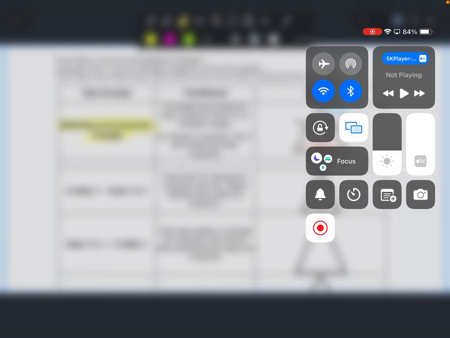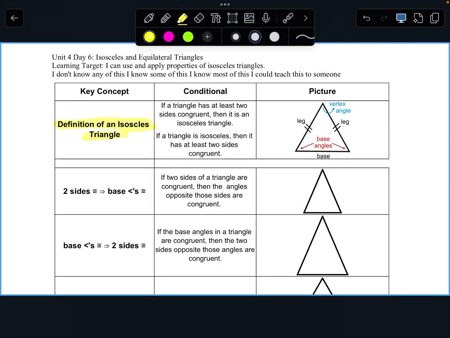Proof. So then your reasoning will be the definition of an isosceles triangle. So if its two sides are the same, then it's isosceles. We put this in another notes day, the vertex angle, base angles, and all that stuff. But just as a reminder, those are the parts.